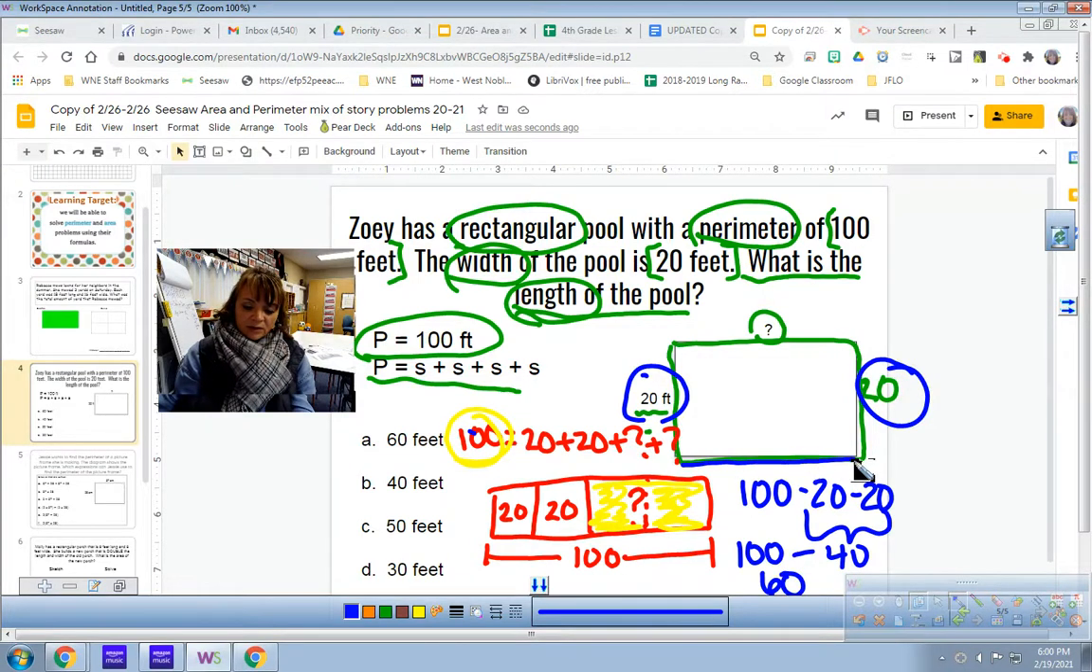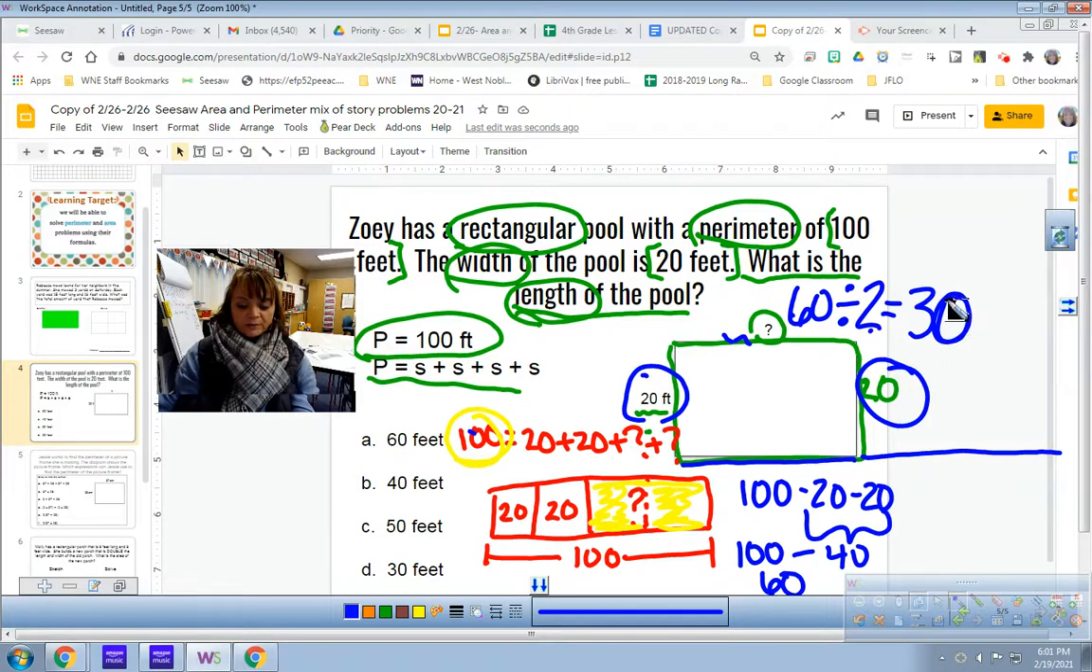Okay, well, 60 is not the length, because that would be double on one side and I wouldn't have anything left for the other side. I need to take 60 and divide it by 2. Well, 6 divided by 2 is 3, so 60 divided by 2 is 30. So I think that the length of this pool is 30 feet.